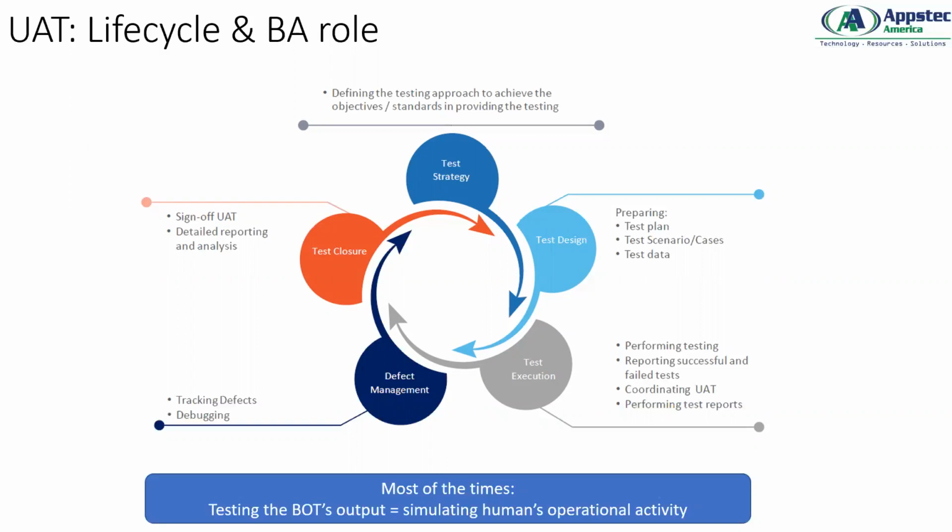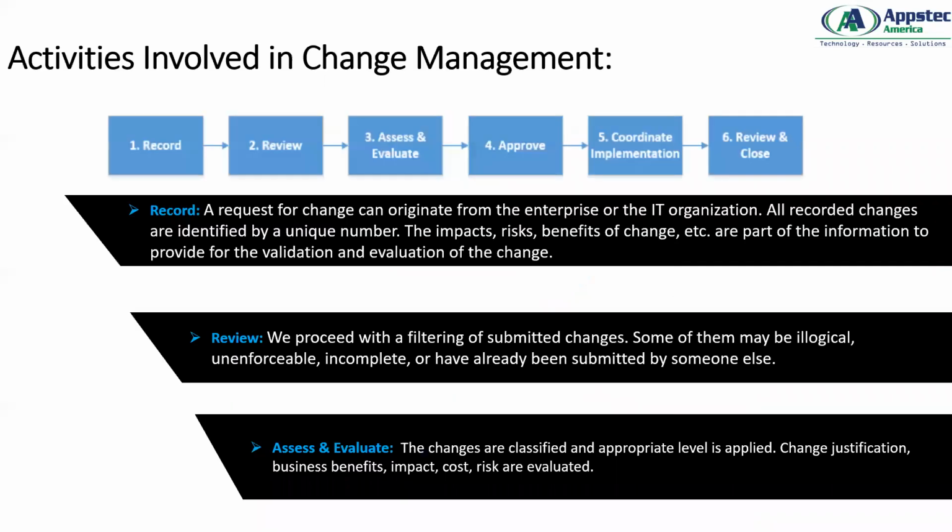We report the successful test cases. We report the failed test cases as well. We coordinate the UAT and we perform the reporting. Any bug that has come up falls under defect management. So we track the bug, we report it to the developer, we get it fixed, and we retest the bot. And once all the testing activities are closed, we get a UAT sign off from the client and we prepare for move to production.